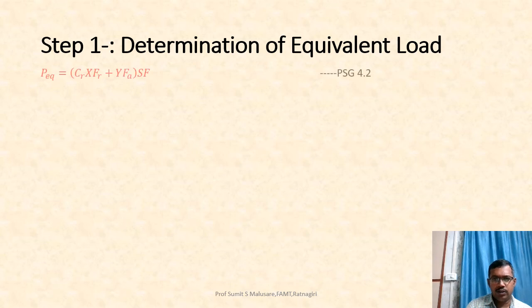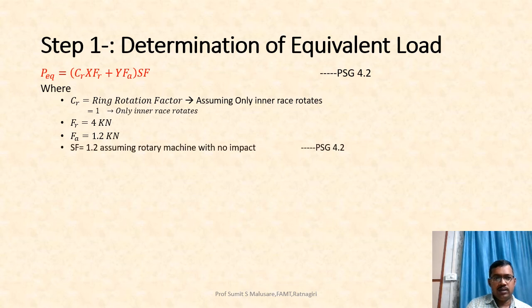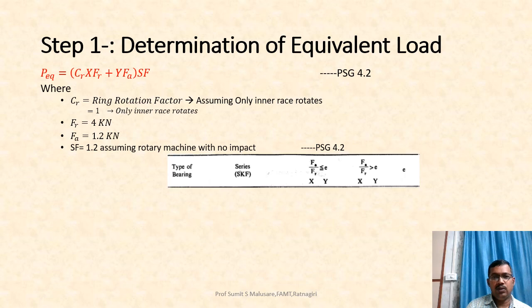Okay. Now see, determination of equivalent load. So again you have to use the same formula, P equivalent is equal to CR into X into FR. Now in this case also they haven't mentioned the ring rotation, so we assume only inner rotates. So CR is equal to 1. So FR 4, FA 1.2, service factor 1.2. We have assumed it, assuming the rotary motion with no impact.